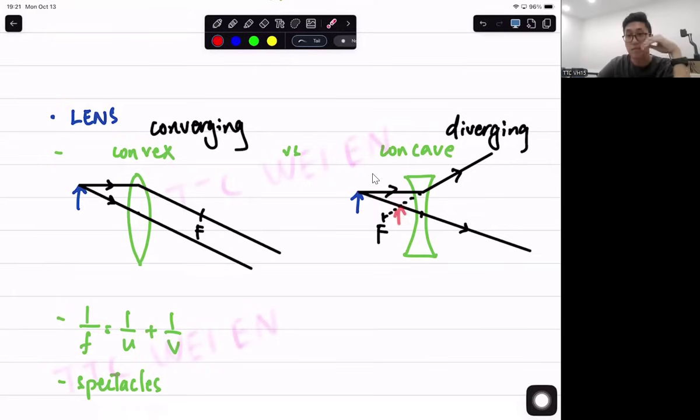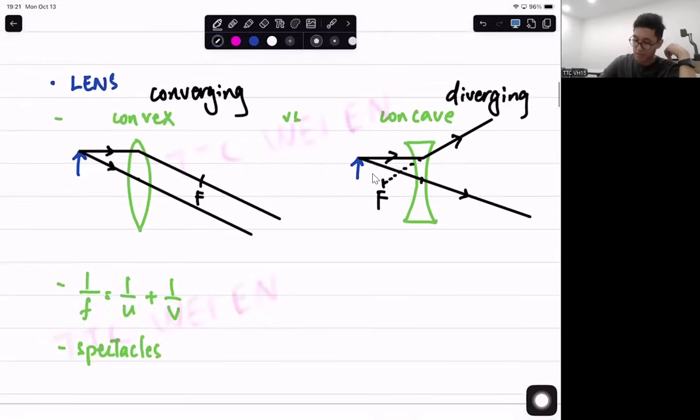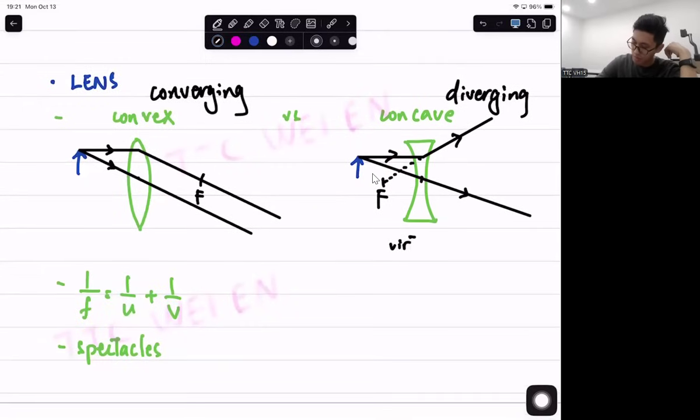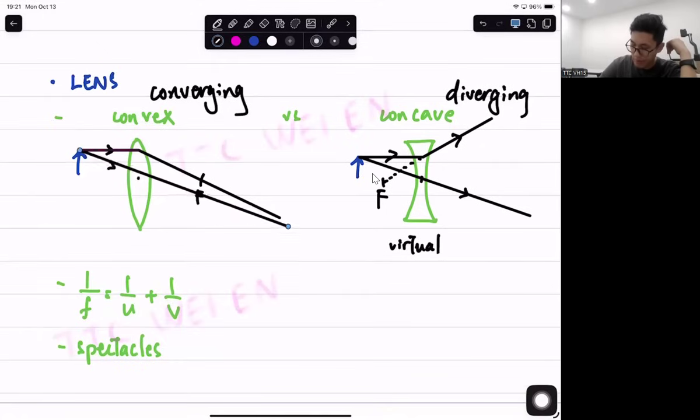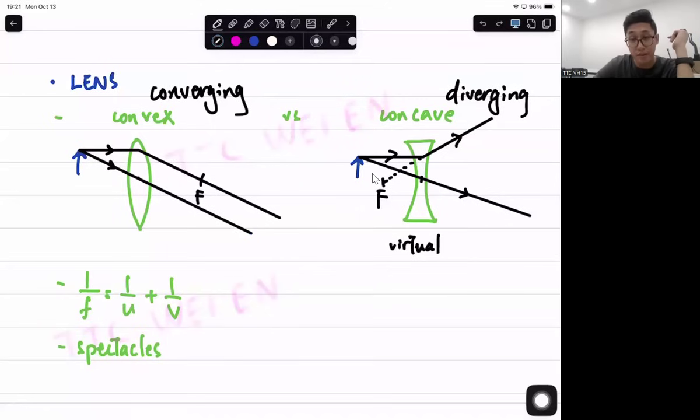Make sure you know how to differentiate. If there are dotted lines, that means it must be virtual. If there is no dotted line, let's say this one, they meet like that and you never use a dotted line, then we say it's real. Then the rest, I think you know: upright or inverted, magnified or diminished or same size.